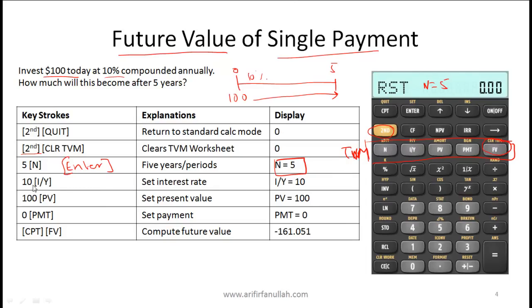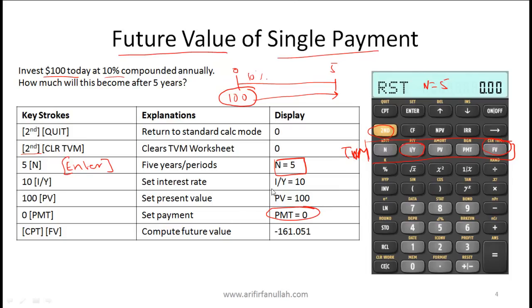Then you hit 10, which is your interest rate. So your keystrokes are 10 and then interest rate. And on the screen, you should see I/Y equal to 10. So that's set your interest rate to 10. 100 PV. This is basically setting your present value to 100. So it is saying that you are starting with 100. And on the screen, you should see PV equal to 100. Then 0 payment. This basically is saying that there are no payments in between. And on the screen, you should see payment equal to 0.